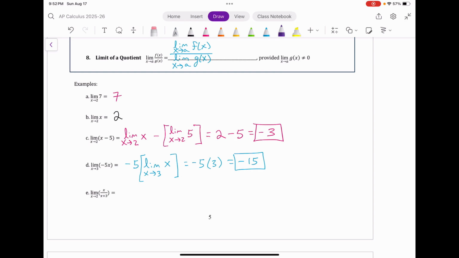And lastly, we're going to apply the quotient rule here. We can find the limit as x approaches 2 for x in the numerator, and then find the limit as x approaches 2 for x plus 3 in the denominator. We just plug in the value we're approaching in the numerator, same thing in the denominator, and we get 2/5 as the limit.